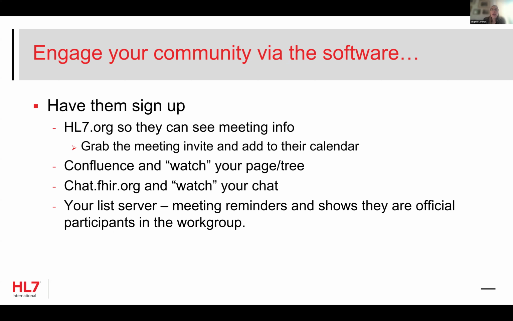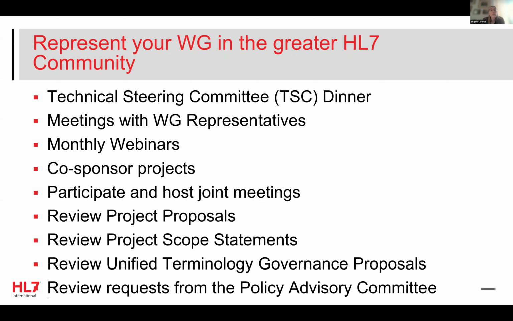And then how can you engage your community? You've got people that are involved. If you go to hl7.org, you have to schedule your meeting on hl7.org, and suggest people grab the meeting invite from there and add it to their calendar. Make sure people have gotten Confluence logins and HL7 logins, and suggest that on Confluence they watch your page and tree. Suggest that they sign up to chat.fire.org and watch your chat, and that they sign up for your list server, which will have meeting reminders and shows they are official participants of the group.